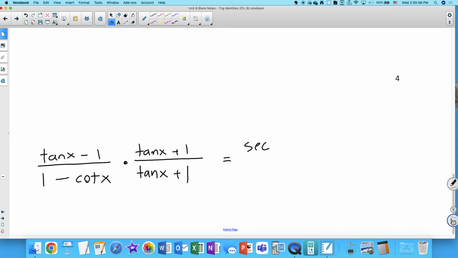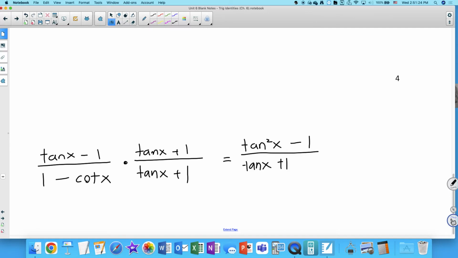This is going to be tan squared x minus 1 in the numerator. Yes? Okay. In the denominator, let's see, we're going to get tan x plus 1, right? And then, oh, these are actually reciprocals of one another.